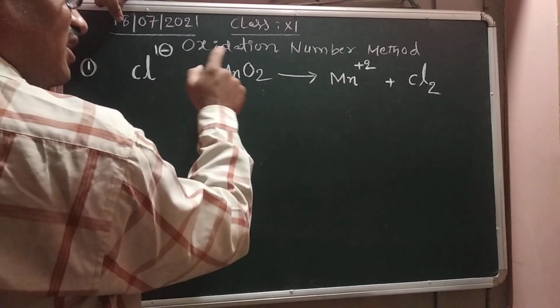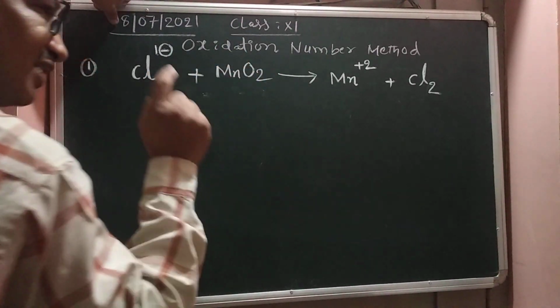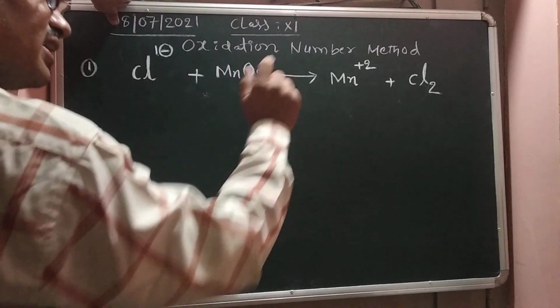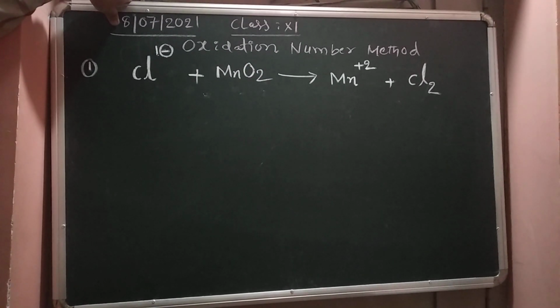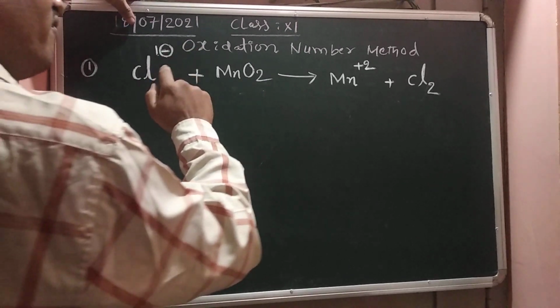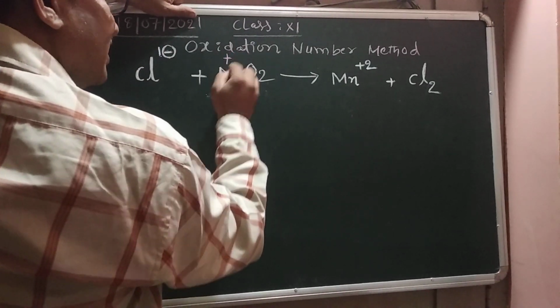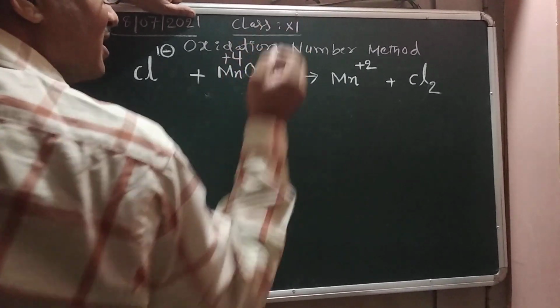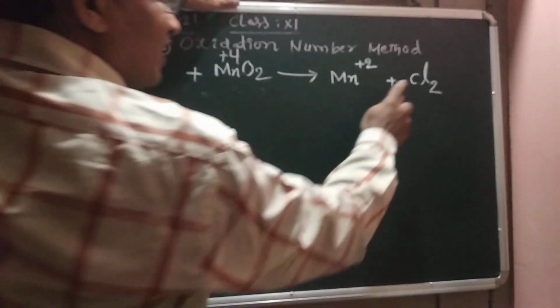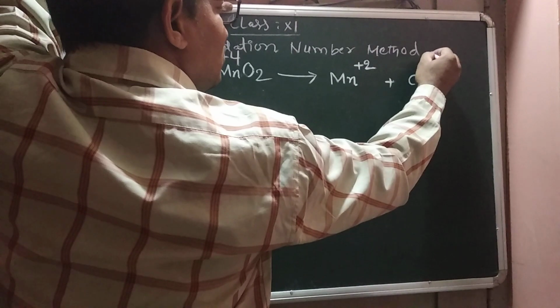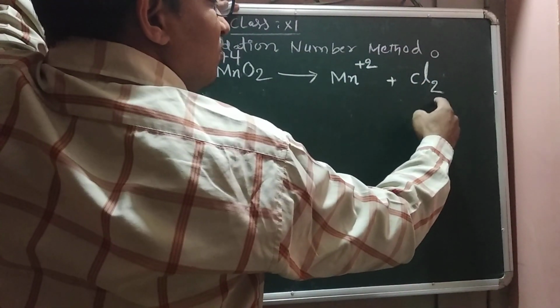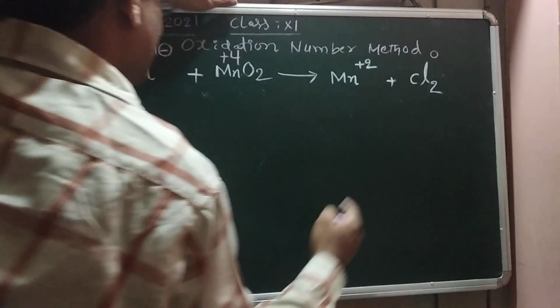Now I have to balance this equation by the oxidation number method. Whenever equations like this are given, first we have to write the skeleton equation and then we have to find out the oxidation states. Here manganese oxidation state in MnO2 is plus 4. In the Cl2 molecule, each chlorine oxidation state is 0.